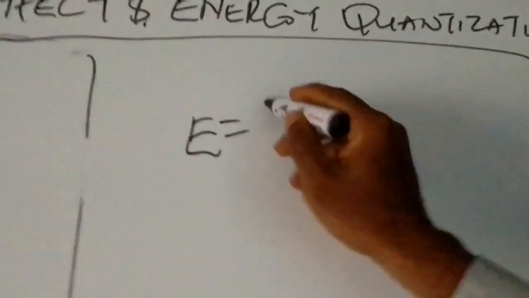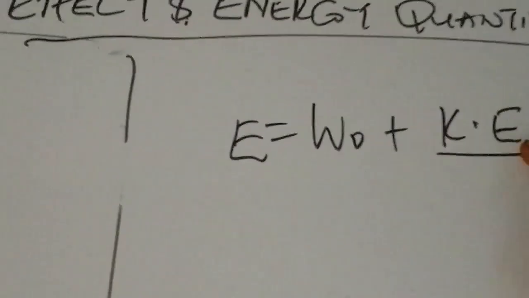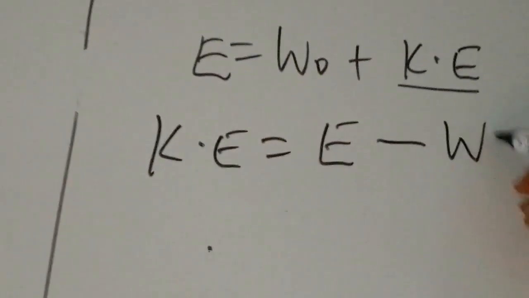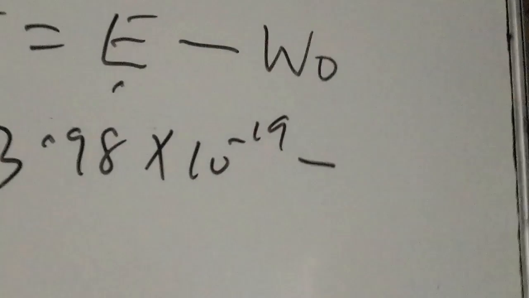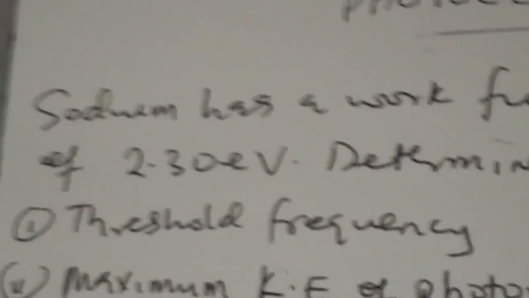From this formula, we see that the energy of radiation or photons is given by work function plus Ke. We make this one the subject. So looking for the energy of electrons, Ke becomes energy of radiation minus work function. Energy of radiation, E, is this value, 3.98 times 10 to the power minus 19. The work function, which we got before in the first problem, we got it as 3.685 times 10 to the power minus 19 also, when we converted the 2.3 to joules.